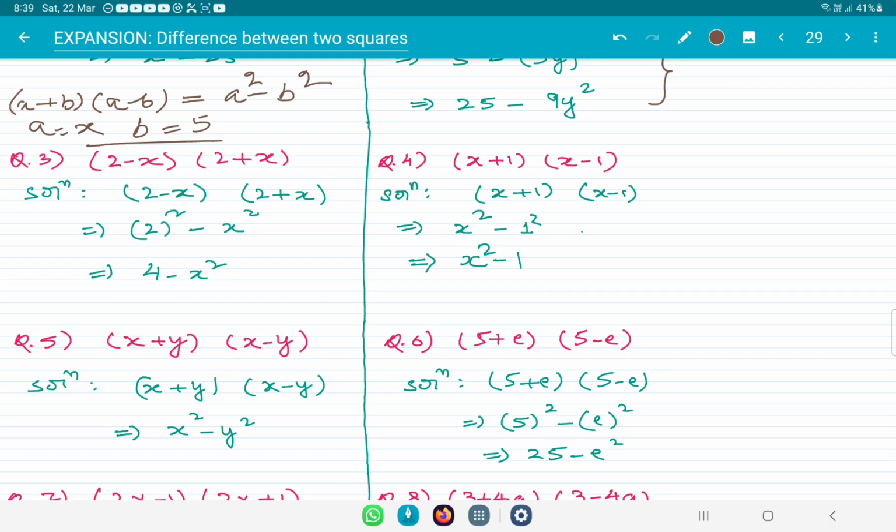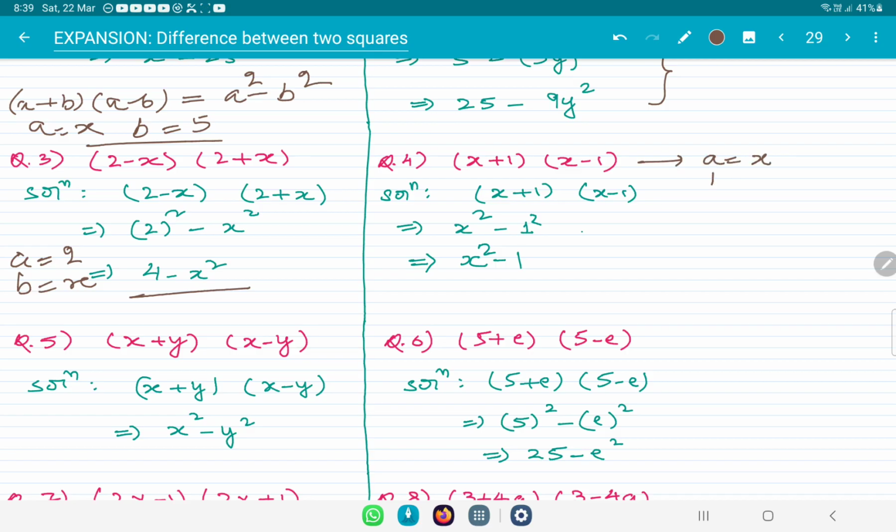Now question number 3, (2 minus x)(2 plus x). What is a here? A is 2, and what is b? B is x. So our final answer will be 2 square minus x square, which becomes 4 minus x square. Next is (x plus 1)(x minus 1). So here, what is a?